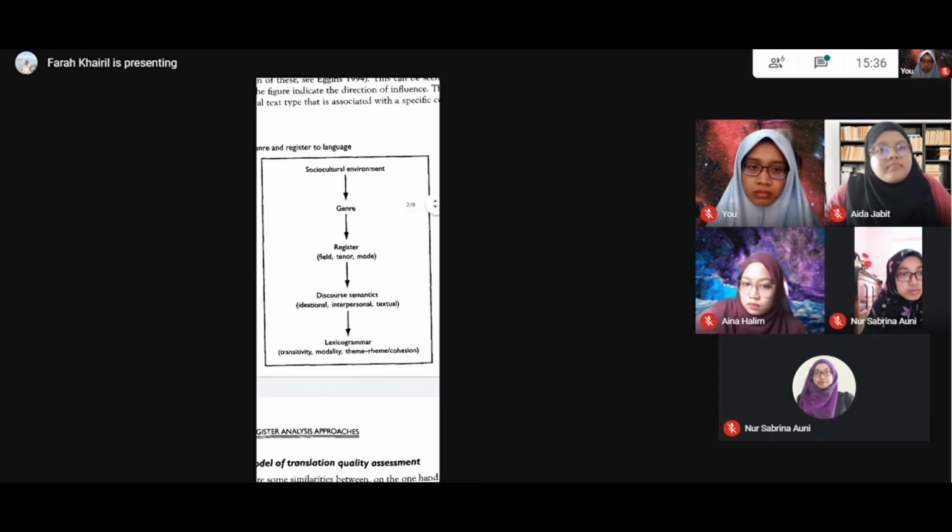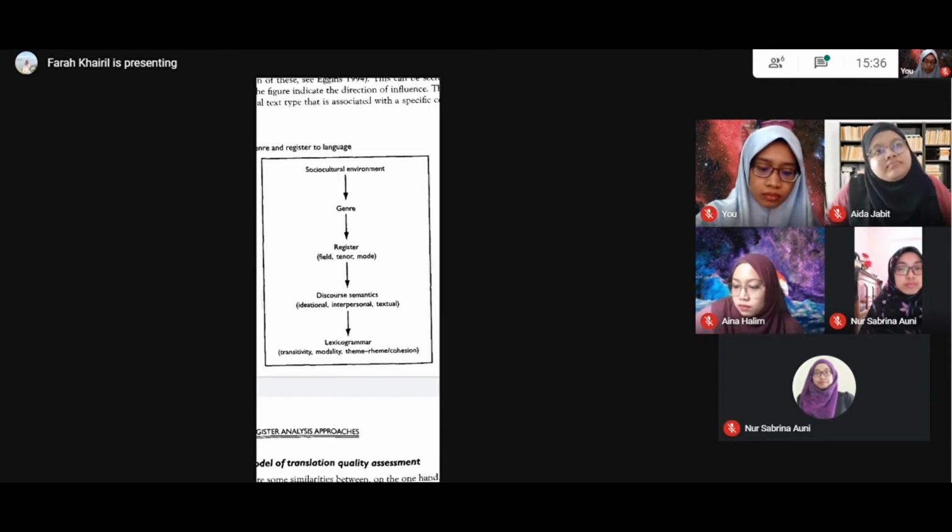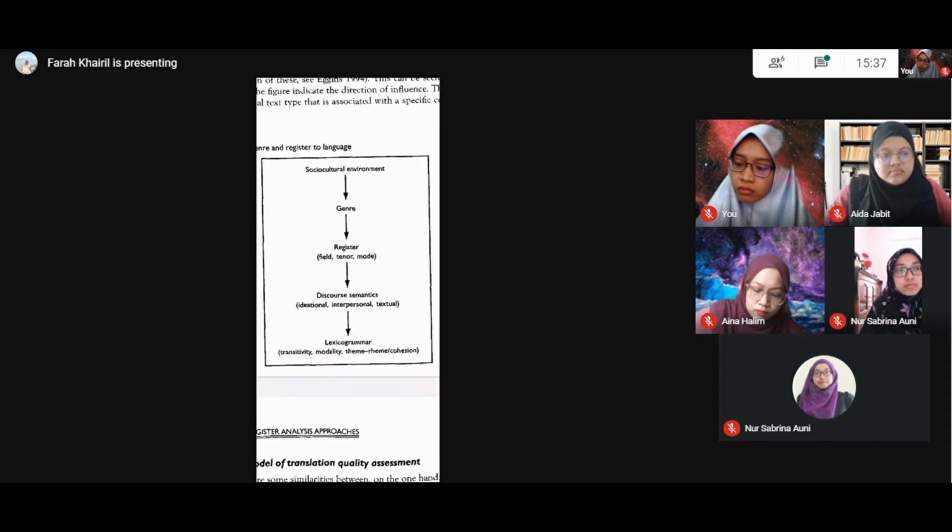Then these three variables, field, tenor, and mode, bring us to the strands of discourse semantics. These three, ideational, interpersonal, and textual, are related to the three above in register. So field is associated with ideational, which is about the patterns, the verbs, active or passive sentences. Tenor is associated with the interpersonal, regarding modal verbs and also adverbs, such as hopefully, should, and such.